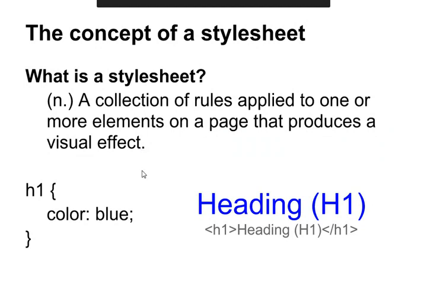So we're going to look at now the concept of a style sheet. We've covered the HTML, we've covered the DOM. Let's now go back and focus on CSS. So a style sheet is basically a collection of rules, one rule being this down here on the left side. It's a collection of these rules applied to one or more elements on a page that produces a visual effect. Now at this point, my wife finally started to pay attention, because I pretty much melted her face off with all the other stuff before now.